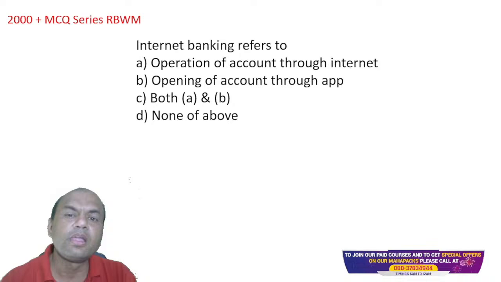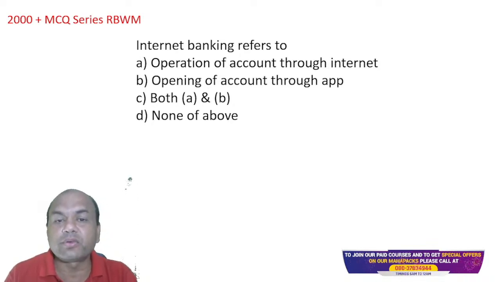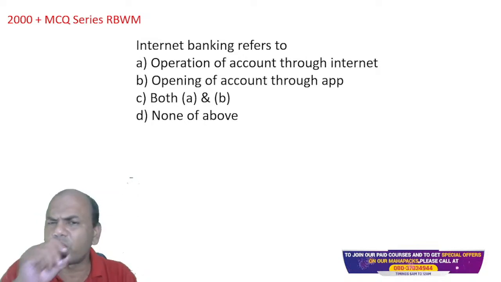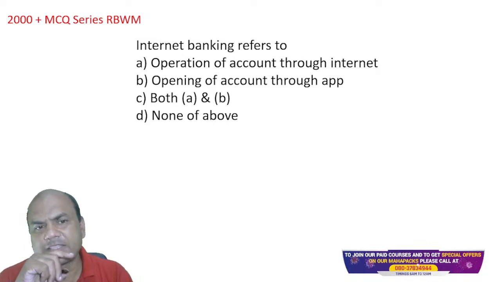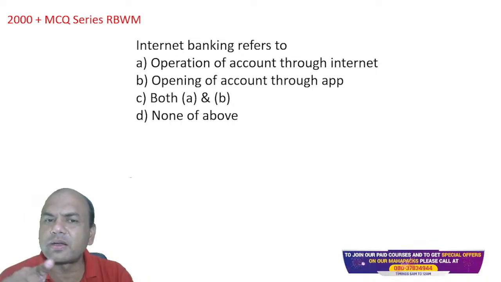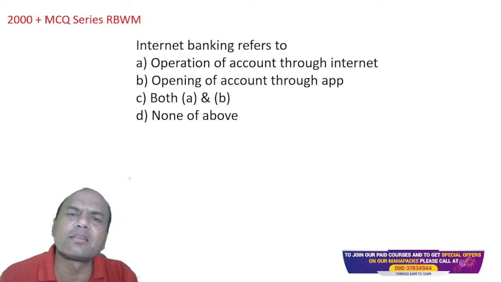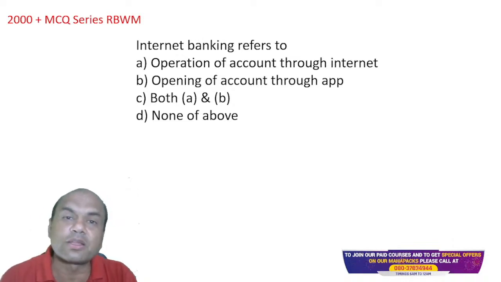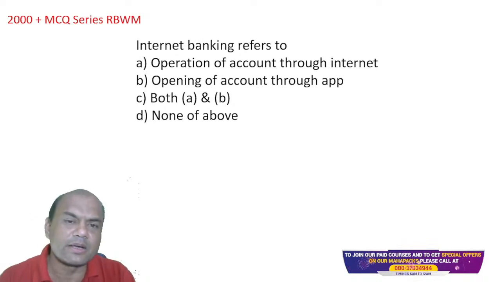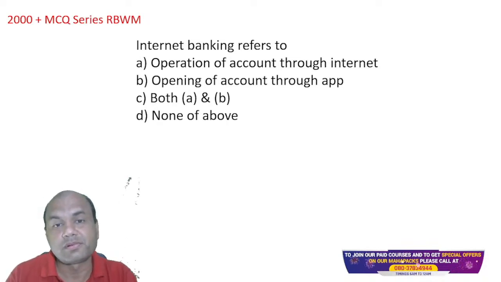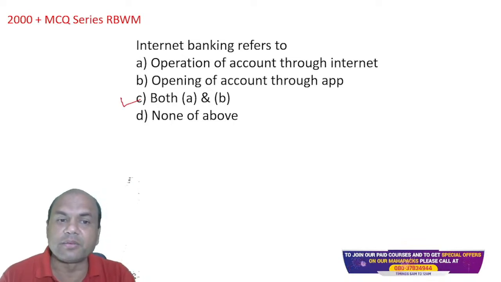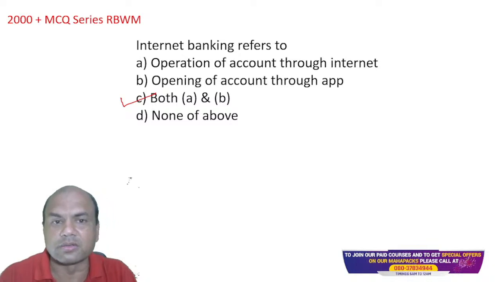Internet banking refers to operation of account through internet, opening of account through app, or both A and B. What do you think, guys? Let me see. Is it both A and B or only A? Operation of account through internet means I have an account with you and I can deposit money, withdraw money, transfer money, and check balances. That is what operation means. But can I open the account through an app now? I can, right? The answer is C, both A and B. Remember, internet banking refers to all of this.